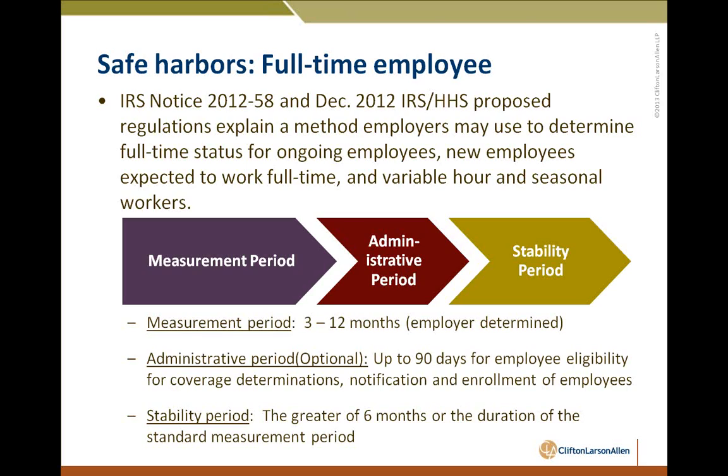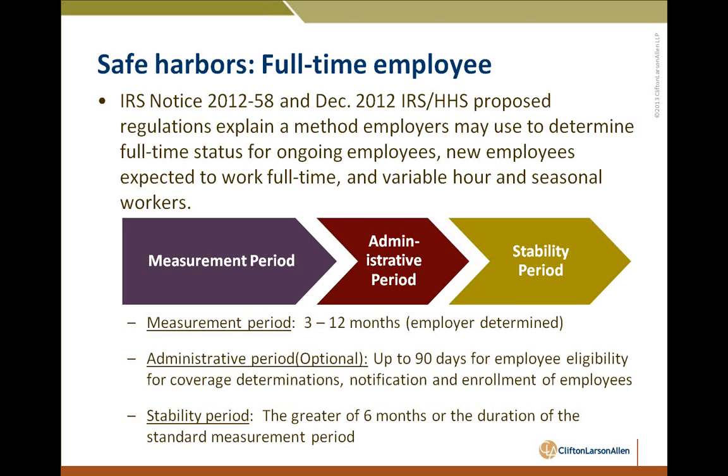And after that follows an optional administrative period, which would be up to 90 days for you to enroll employees, notify them that they're eligible, get them enrolled and into the plan. And then the stability period is the greater of 6 months or the duration of the standard measurement period. So if you chose a 9-month measurement period, the stability period would be 9 months. And if you chose 12 months, it would be 12 months. But it can't be any shorter than 6 months. So if you do a 3-month measurement, it has to be a 6-month stability.